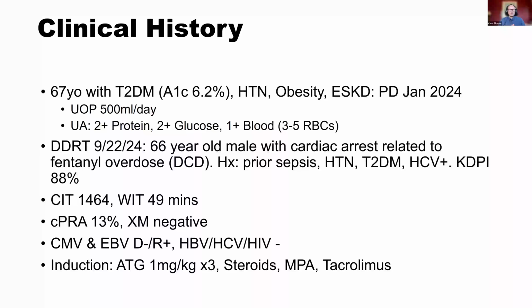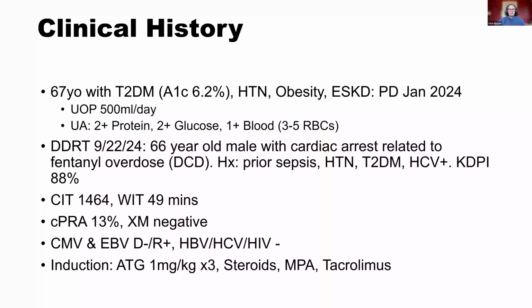So I care for this 67-year-old male who came to transplant with type 2 diabetes, well-controlled, hypertension, obesity, and end-stage kidney disease. He started PD in January of this year, and when he was called in for his transplant was making about a half a liter of urine per day, and his UA on the day of transplant included 2+ protein, 2+ glucose, and 3 to 5 RBCs.